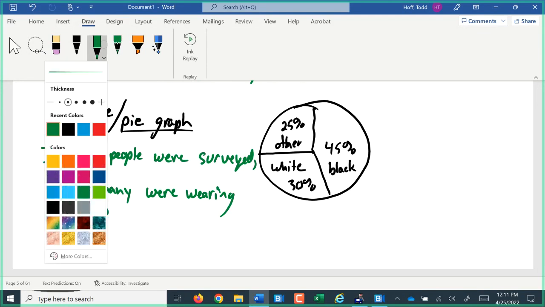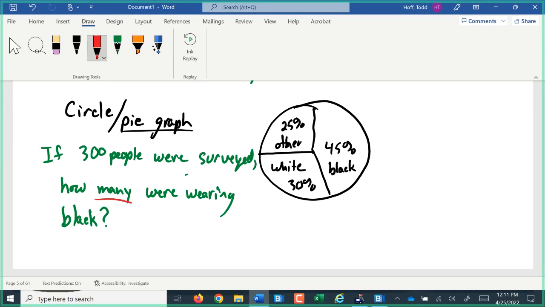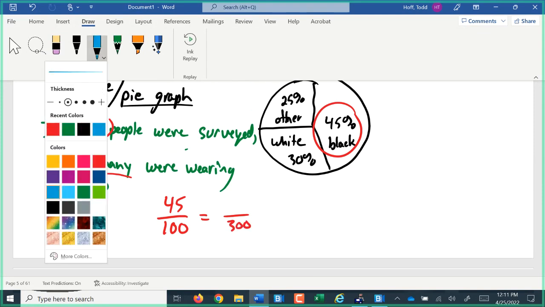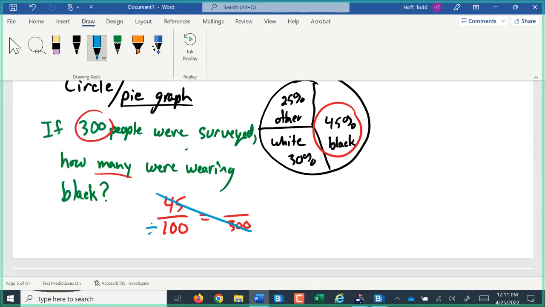Well, here it's asking how many, not what percent. So 45% would not be a correct answer here. 45% is just a step to get to the correct answer. We have to use that 45%. And of course, if we recall back to Unit 2, 45% is 45 out of 100. We need to find out how many that is out of the total of 300 people that were observed. And so we cross multiply and divide. 45 times 300 divided by 100, giving us 135. So there were 135 people wearing black in this survey, this observation.